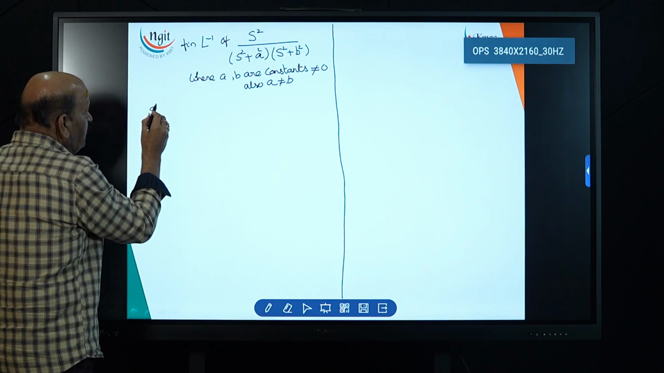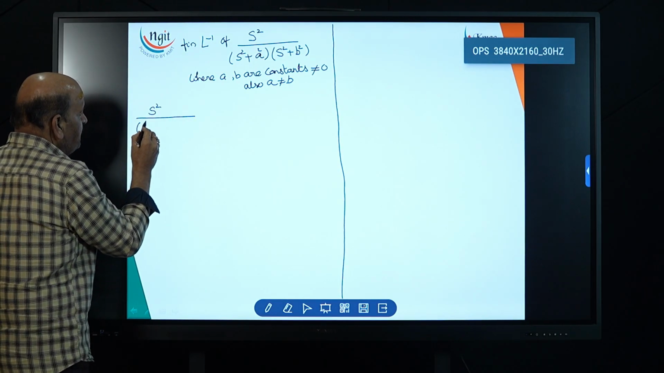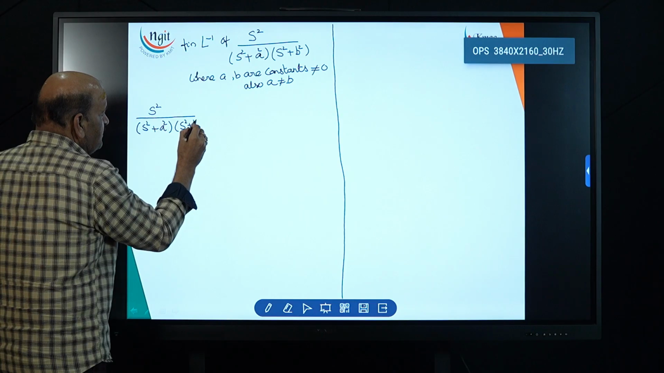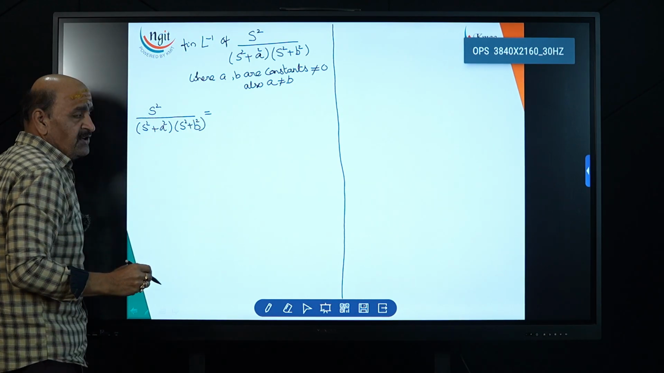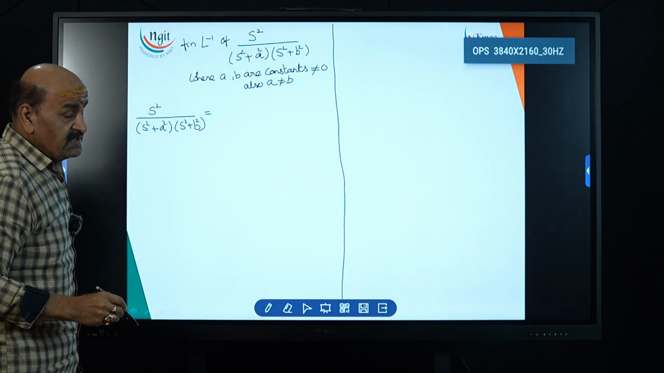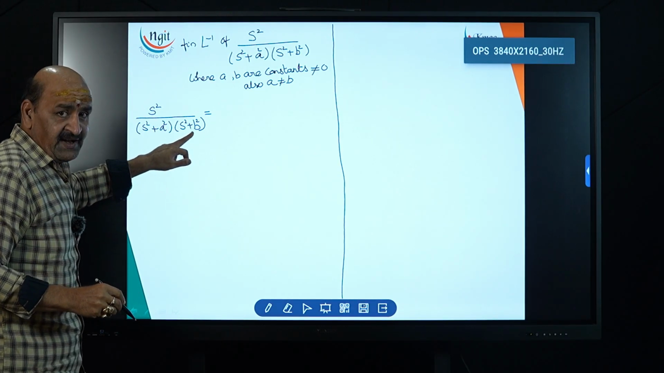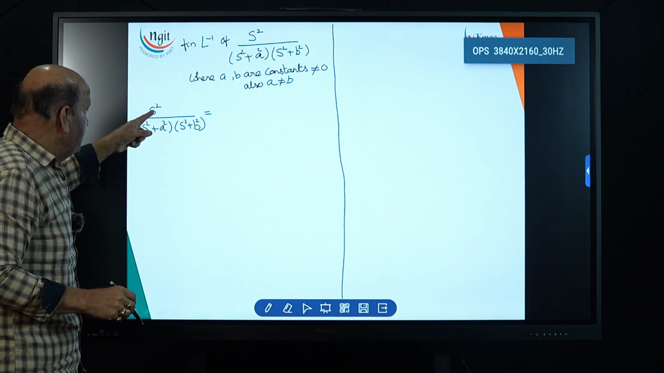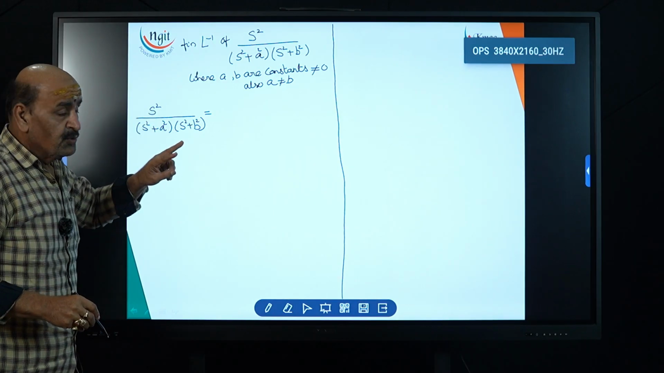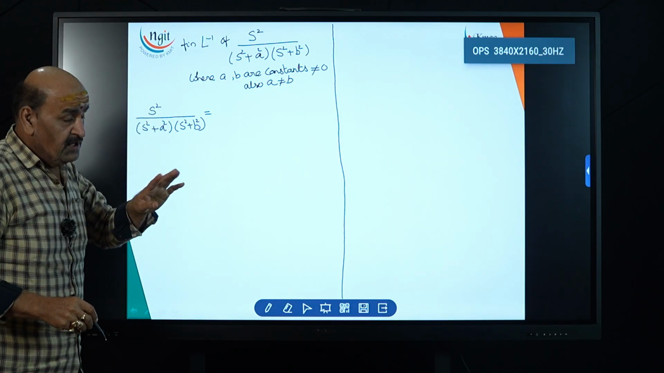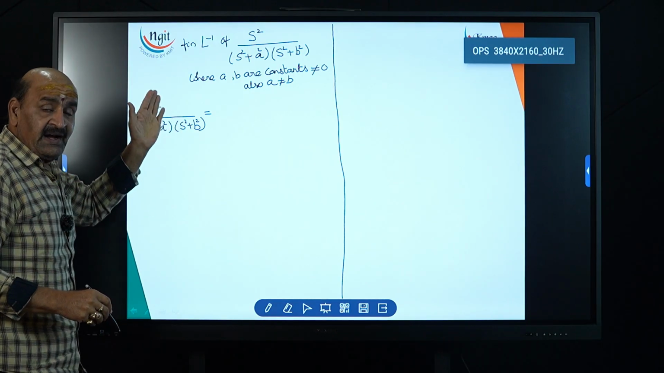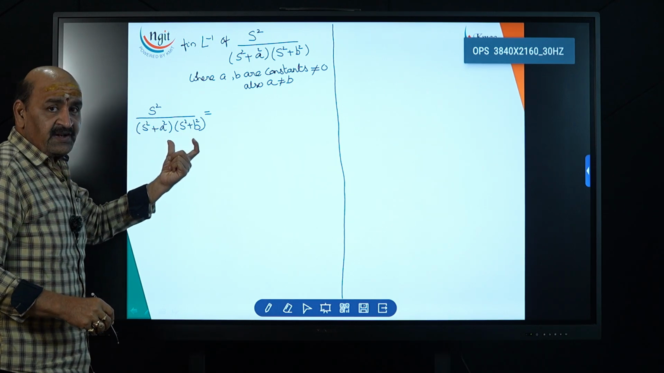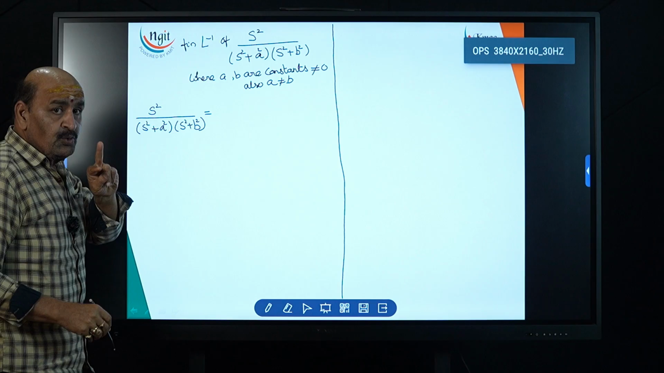Now just look at how you write s square by (s square plus a square) into (s square plus b square). It seems to be different from all the previous problems we did. Here it has two factors, so we need two fractions. The degree of s in the numerator is 2, and in the denominator it is 4, so the degree of the denominator is greater than that of the numerator. Now how many factors are there? 2 factors. Each factor is of degree 2, not 1.